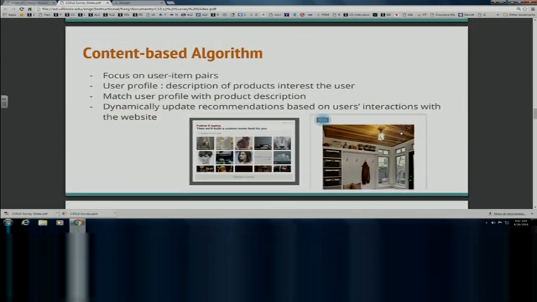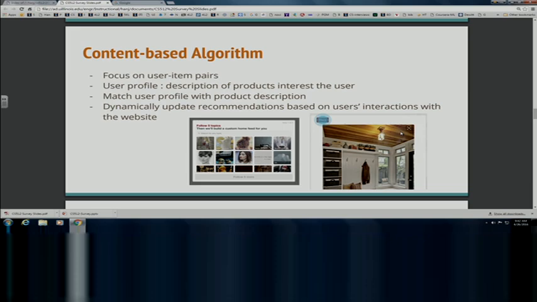So this one is the content-based algorithm. It focuses more on the user-item pairs. It doesn't focus on the relationship between the users, but it gives recommendations according to your preferences. Some websites already apply this method, like Pinterest. After your registration, you are asked to follow five topics that you are very interested in, and they give you some recommendations.